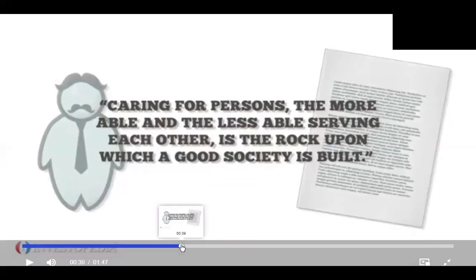I believe this sentence can tell us one of the keywords is serving each other. So here in the servant leader, a kind of leader is putting his concern to serve the people, and people come first.